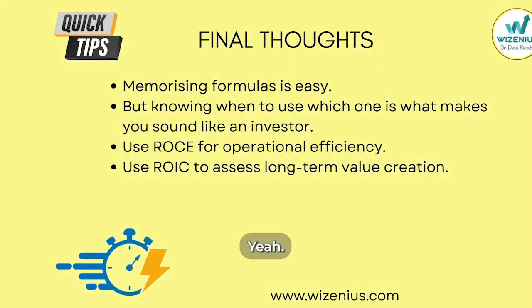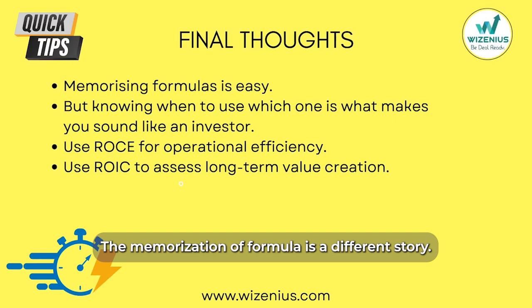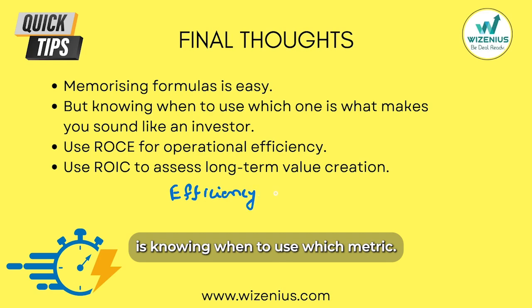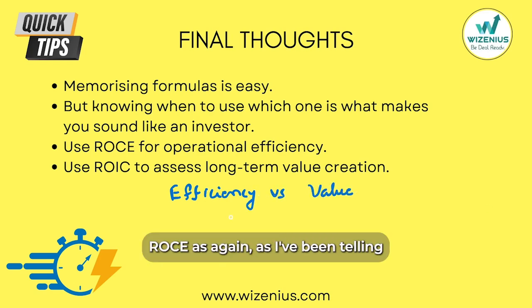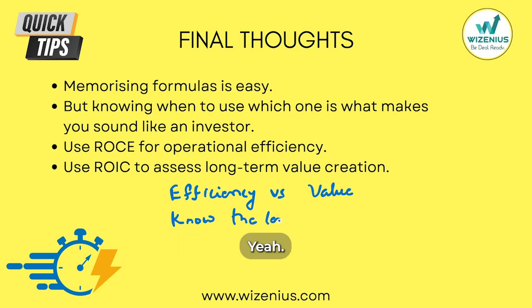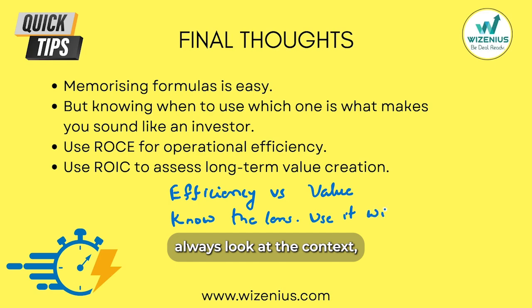Finally, there are final thoughts on this. The memorization of formula is a different story. It's easy, but the actual skill is knowing when to use which metric. ROCE, as I've been telling you earlier, is for efficiency comparison. ROIC is for value creation. If you want to think like a banker, always look at the context, not just the calculation.